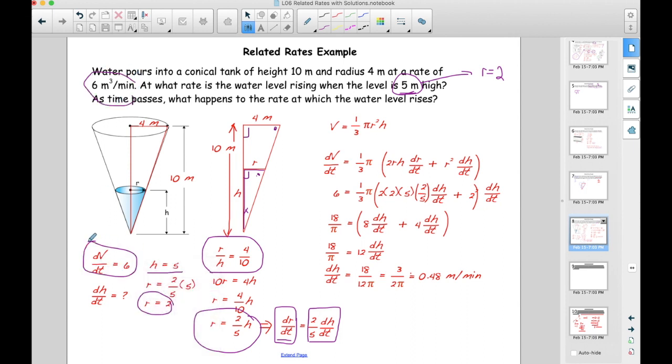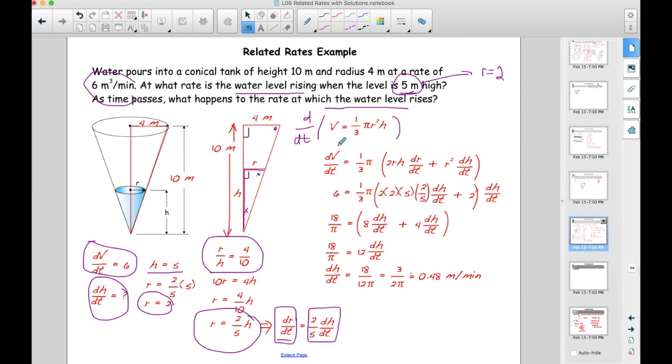Whoops, that's dV/dt. And water level rising is dh/dt. So we've got all the pieces we need. The formula for volume is 1/3 π r² h. I'm now going to have to take the derivative of both sides with respect to t. So I want to do d/dt on all of these pieces.